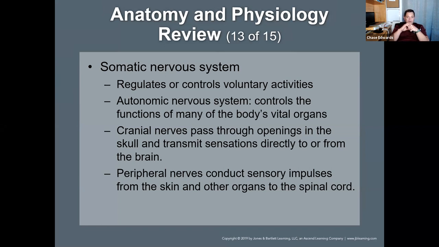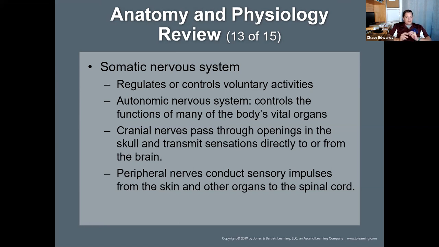So the peripheral nerves conduct sensory impulses from the skin and some of the other organs to the spinal cord. The brachial plexus controls the arms and the lumbosacral plexus controls the legs. So brachial, like brachial, right? And lumbo, lower, it's where your lower back is, right?